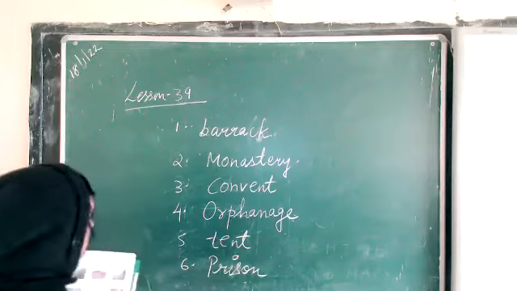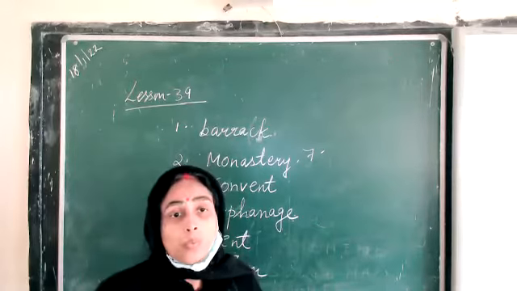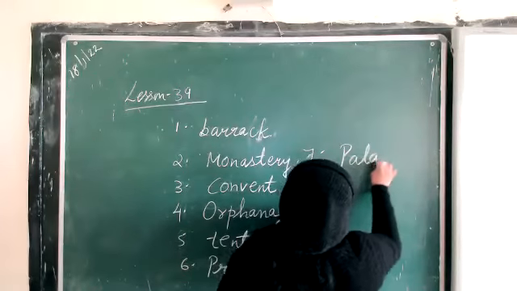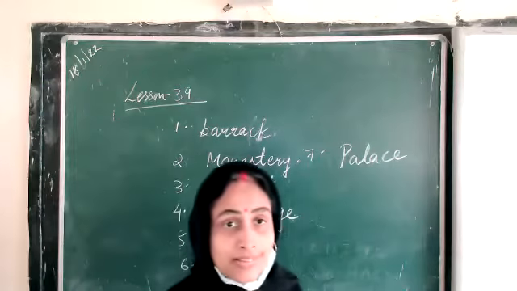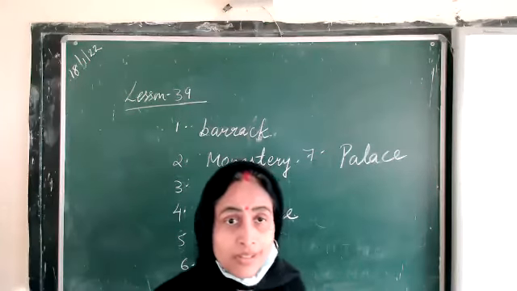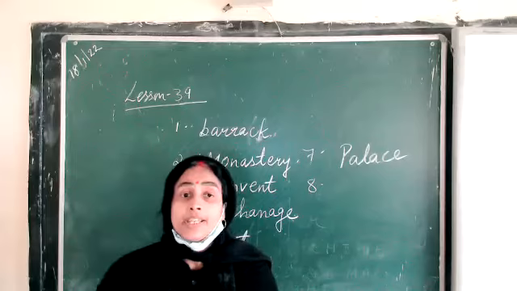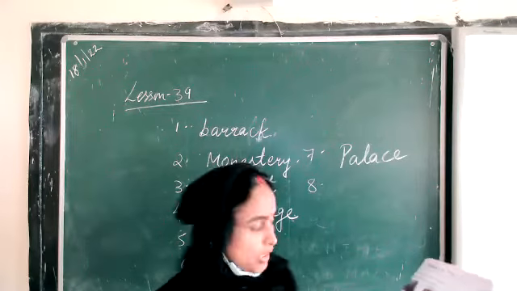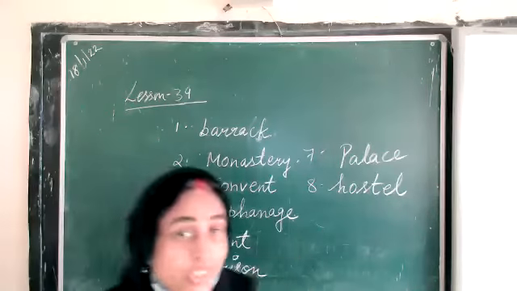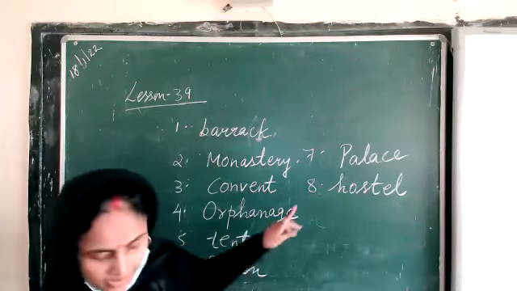Now, seventh one. King and queen live in a palace. Don't write place, write palace, P-A-L-A-C-E. Next, students, workers, or travelers live in hostel. Don't write hotel, write hostel, H-O-S-T-E-L. Over.